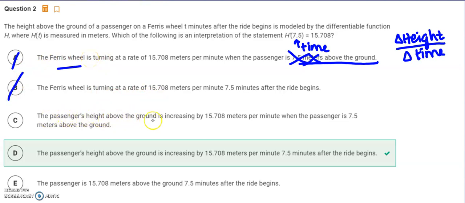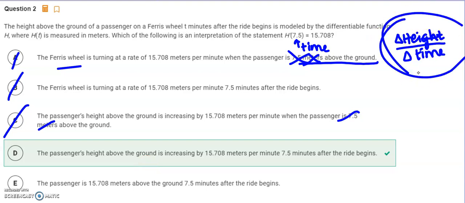The passenger's height above the ground is increasing. Okay. 7.5 is not a meter representation. Can't do it. Passenger's height above the ground increasing. Okay. 7.5 minutes. Yep. Winner. And then this one, the passenger is that many meters above the ground, 7.5 minutes after the ride begins. The 15.07 is definitely a change in height over time. So it's a meters per minute situation in terms of units. So D is going to be our winner. Sorry, these first two, I missed the word turning. This thing has nothing to do with turning because we're not talking about the wheel itself. We're talking about the height of the passenger.